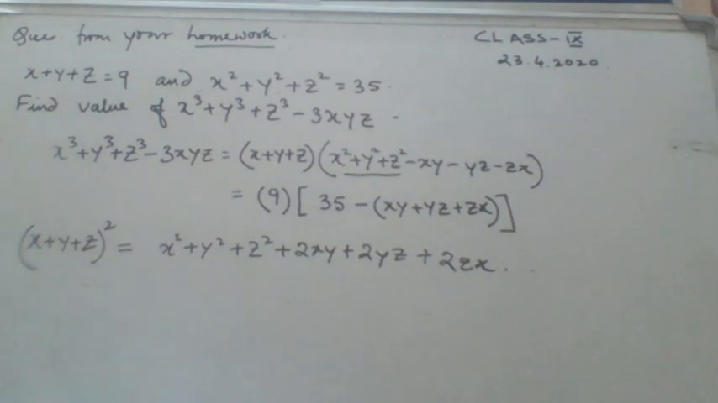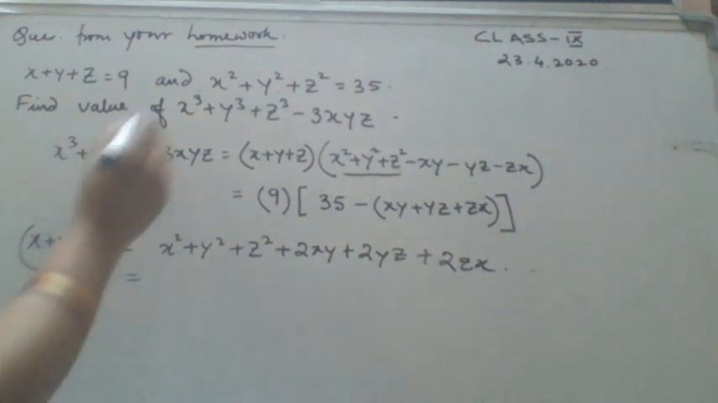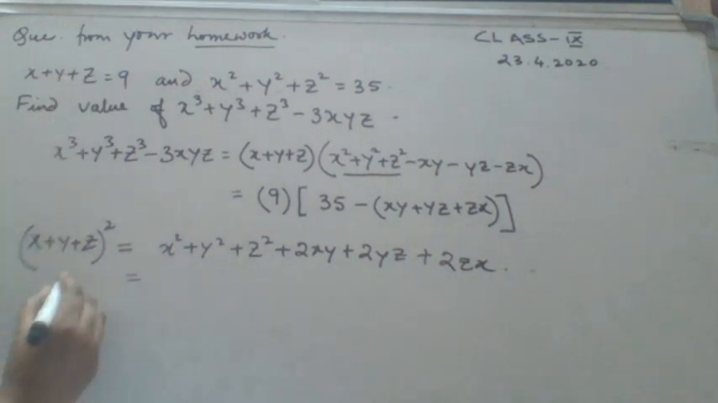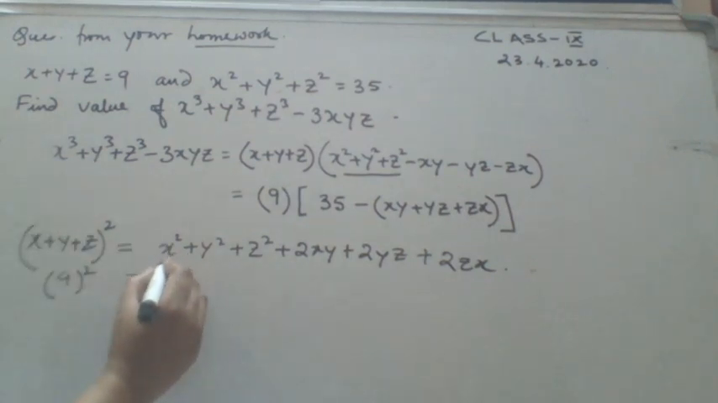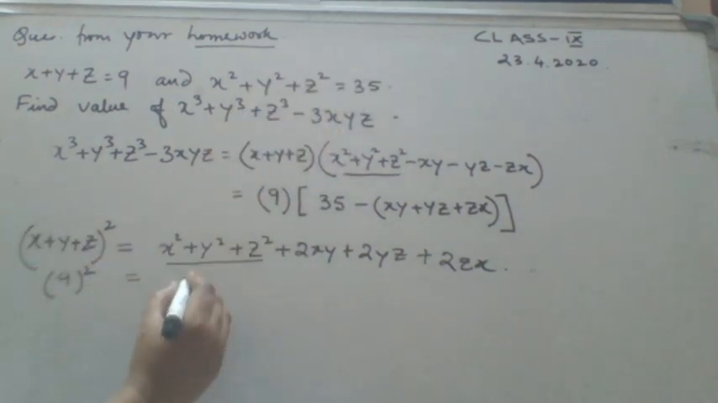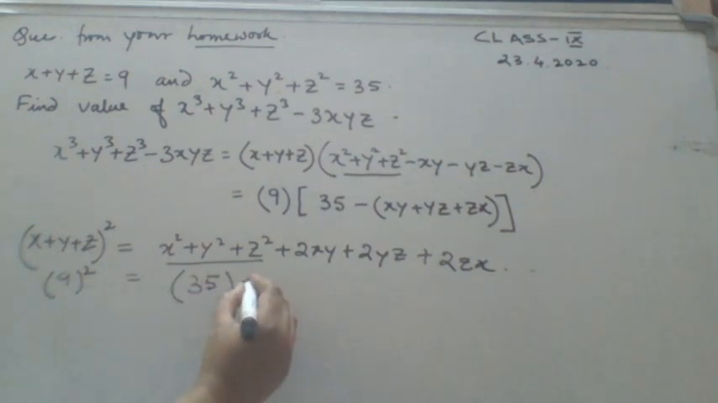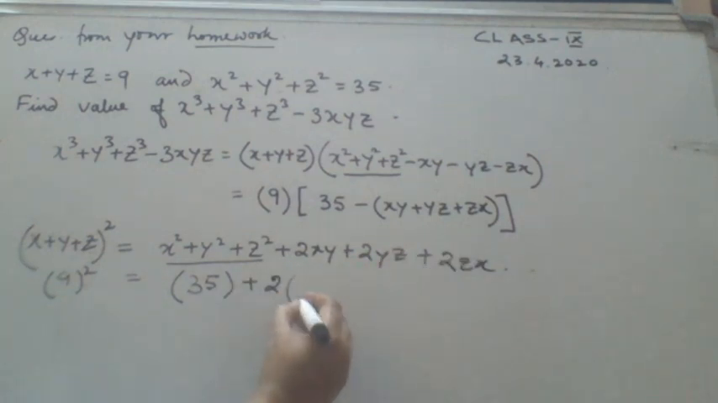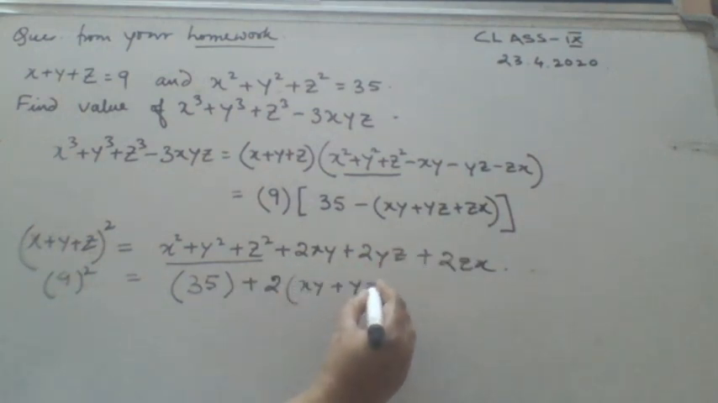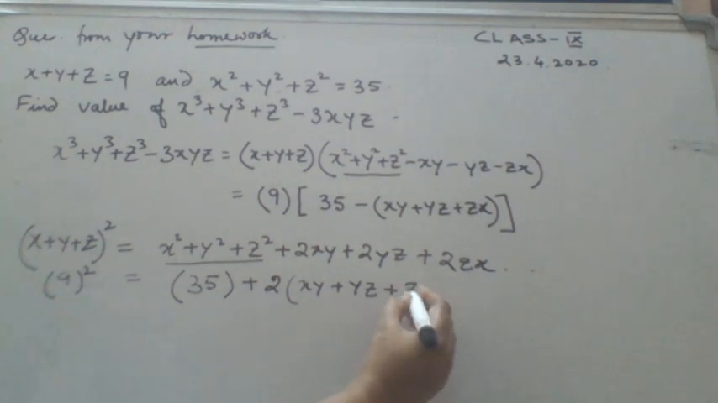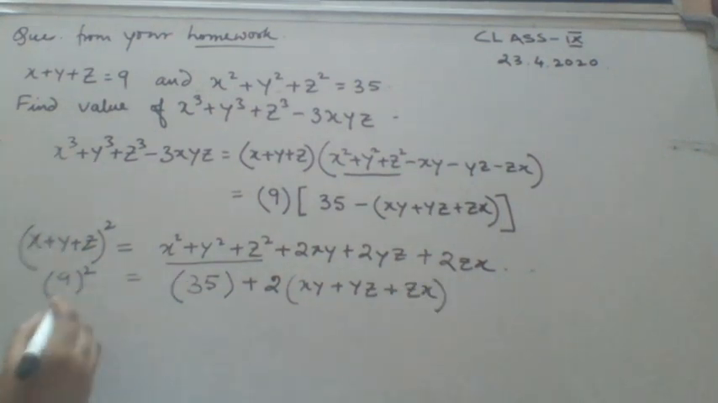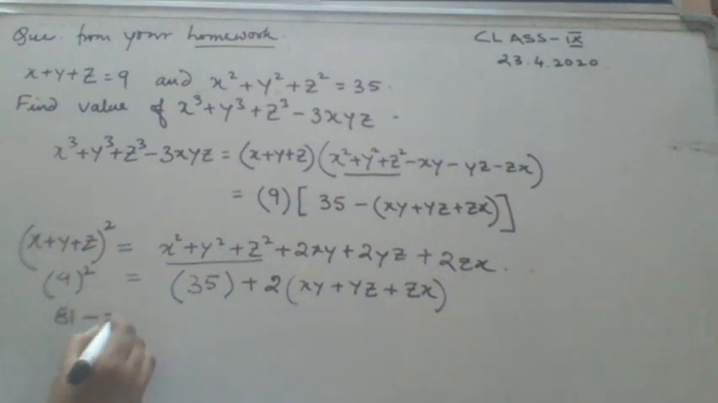We have done the activity also, how this identity is equal to this value, that also we have discussed. Now see, x plus y plus z, this value is 9, so you write down 9 square, and also x square plus y square plus z square, this value is available to you, that is 35, plus 2, you take 2 common, so you get within bracket xy plus yz plus zx.